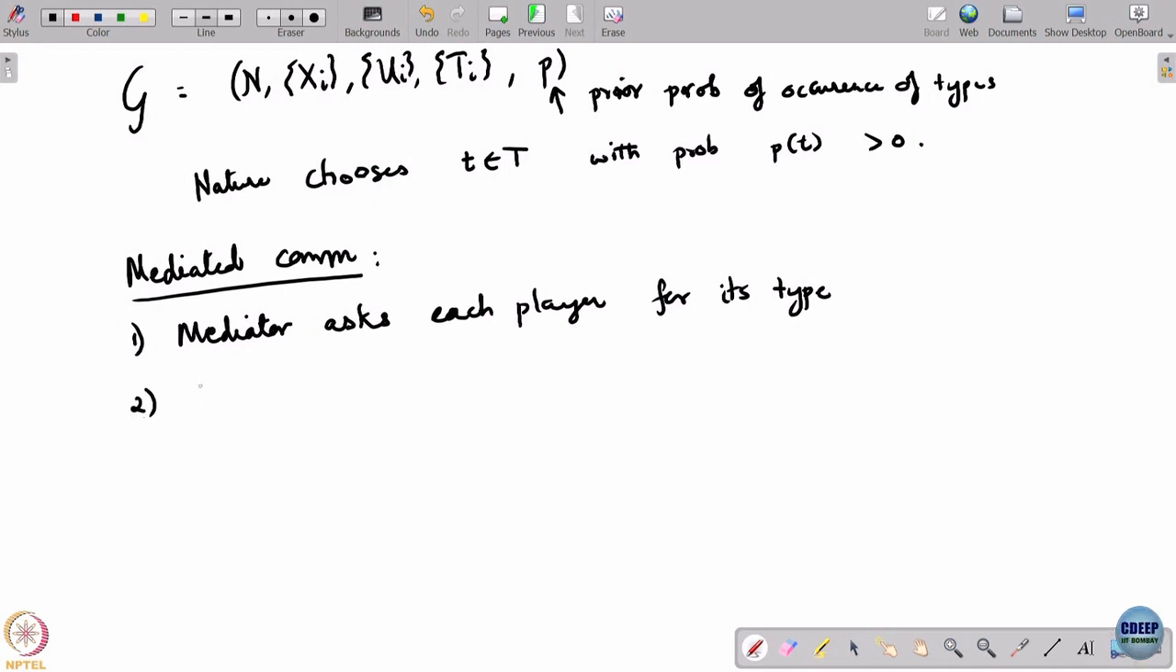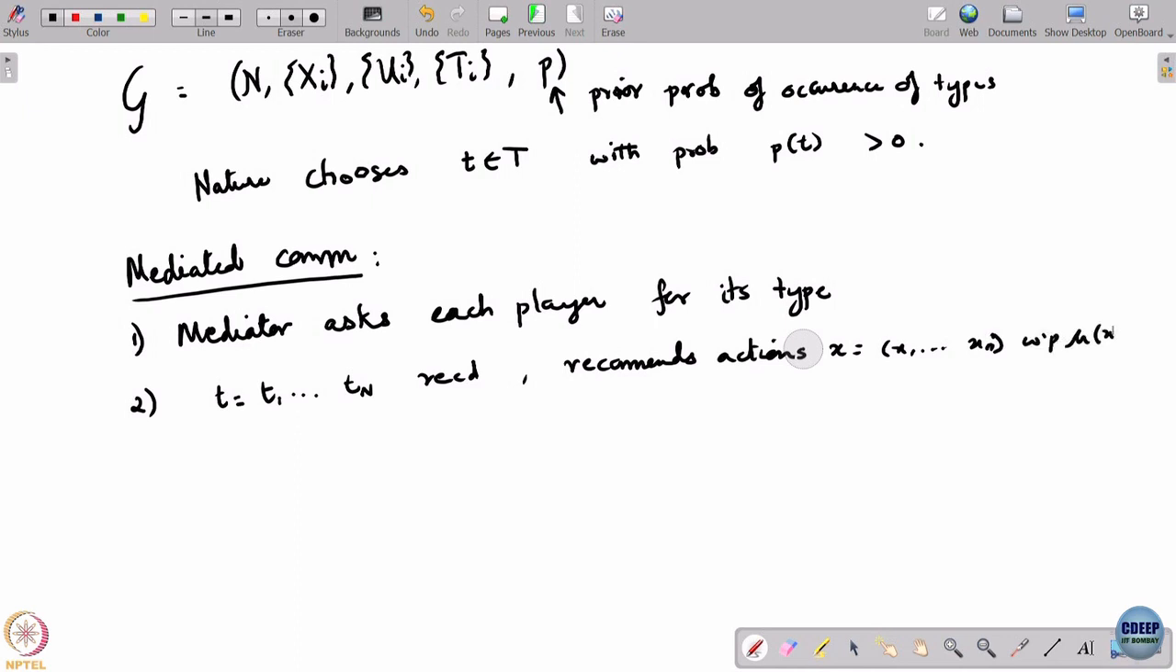Then, based on the types that have been received, so suppose the mediator receives types t1 to tn, these are the received types. He recommends actions x, which is x1 to xn, with probability mu of x given t, right? Okay. Now, this mu which maps your t to delta of x, this is your mediation plan.